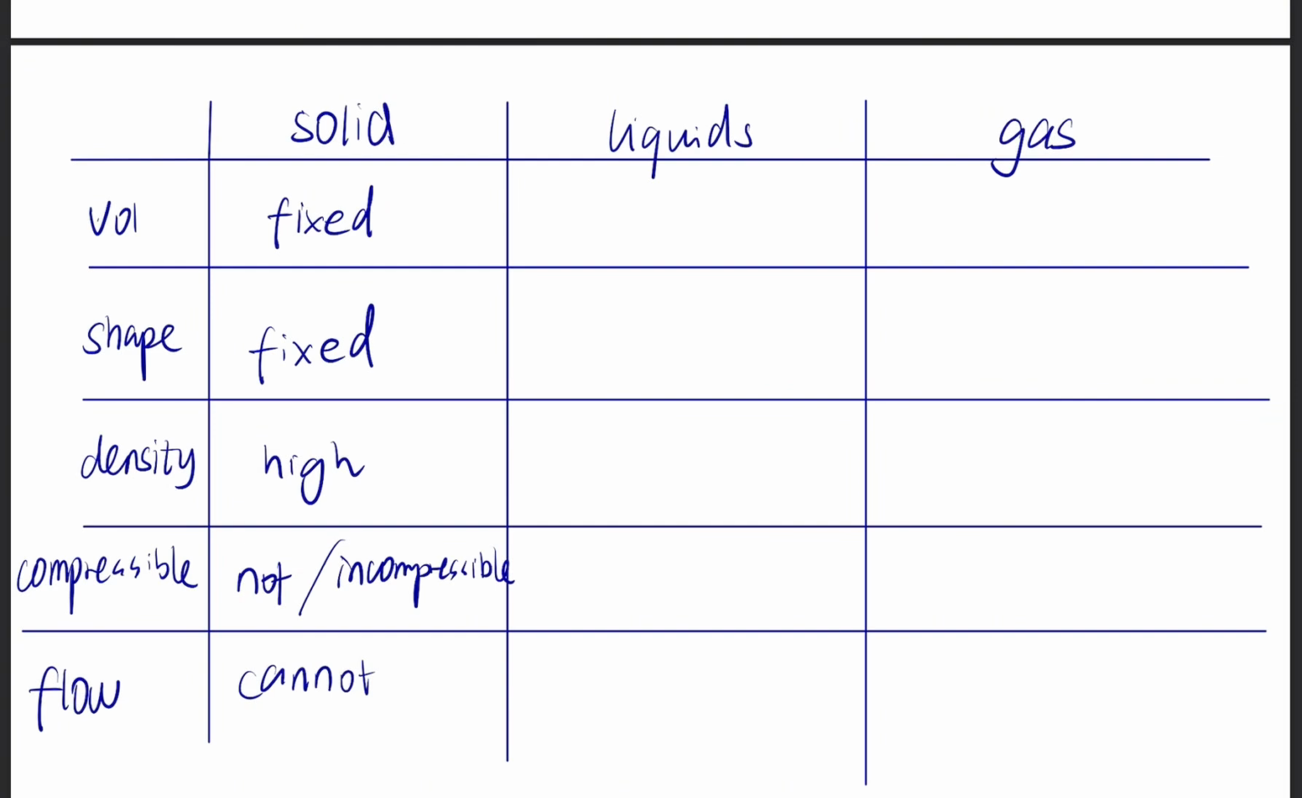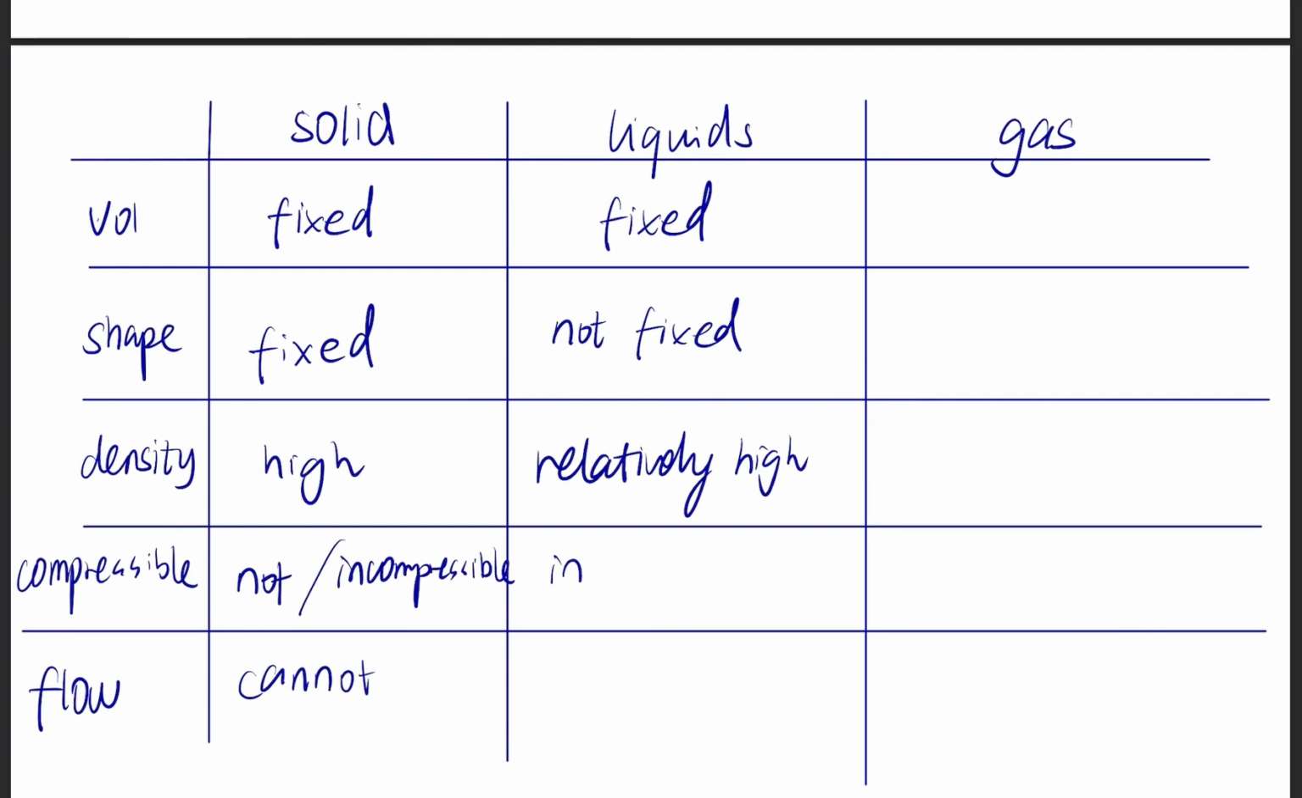Let's imagine liquid. Now, a liquid has fixed volume. Shape-wise, while water can flow, so I would say not fixed. Density, not as high as solid, that's correct, but also higher than gas, so relatively high. Compressible or not? Can you compress water? Incompressible. Can it flow or not? Yes, right. A river flows.